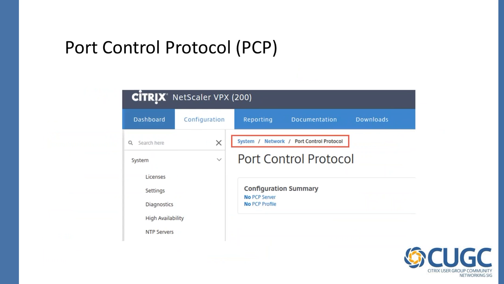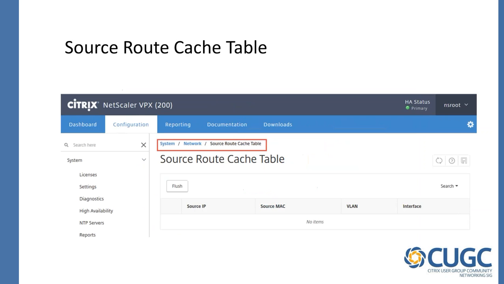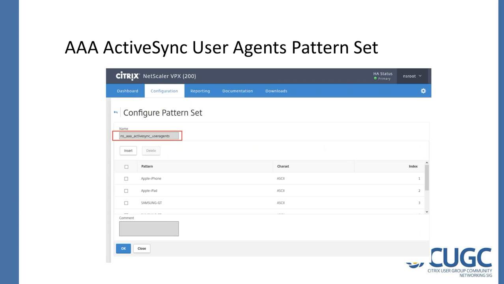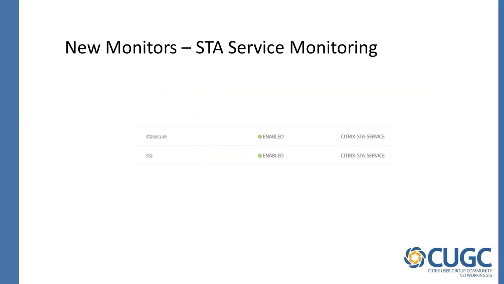We have Port Control Protocol. So this is more aimed at the telcos and ISPs. This actually works with large-scale NAT, and this is a whole other discussion. I mean, we could do a whole webinar on some of this, so I won't go too detailed into this. Source route cache table, you can flush it here. AAA active sync user agents. So now you can actually use this pattern set to help you build your policies. New monitors. We have the STA service monitoring. We have STA secure, and we have STA that we can use.